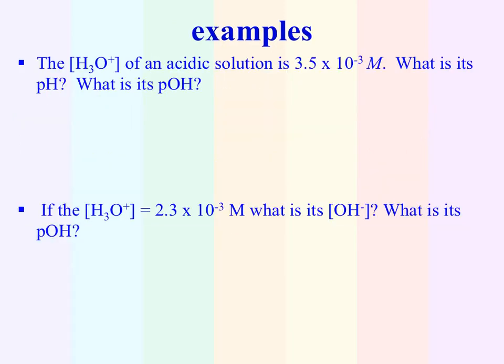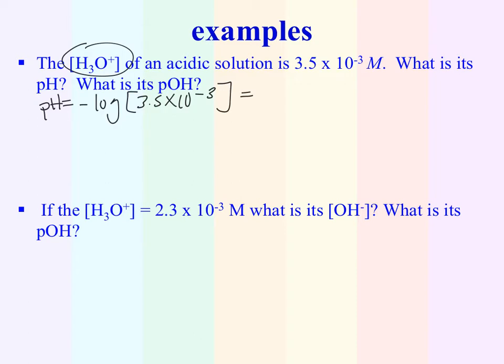They've asked us in these 2 examples. This first one tells us the H3O plus concentration of an acidic solution is 3.5 times 10 to the negative 3. What is the pH and what is the pOH? Obviously we have been given the concentration of H3O plus, so the calculation for pH is quite straightforward. We're just going to take the negative log of the concentration of H3O plus, in this case 3.5 times 10 to the negative 3rd.